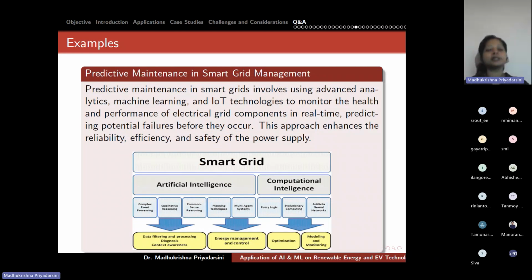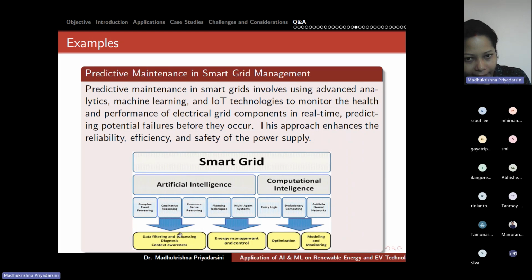So this is another example, the smart grid management, how you are going to implement the smart grid. Here basically we are going to implement data analytics, machine learning, and IoT technologies to monitor the electrical grid components: at what time a failure can occur, what safety measures need to be taken for the power supply, what is the efficiency of the power plant, and whether the electrical grid is reliable or not. So all these things are the output of predictive maintenance. It will implement the same in the smart grid.